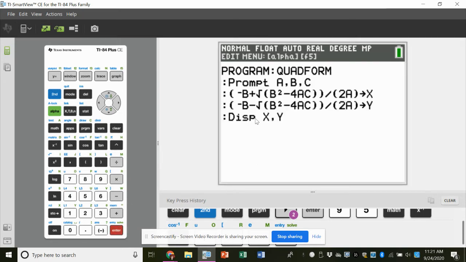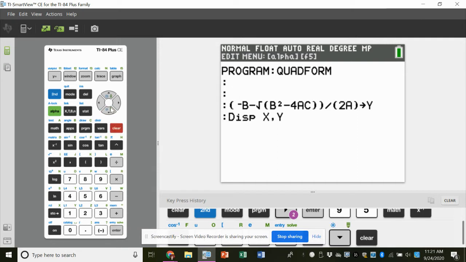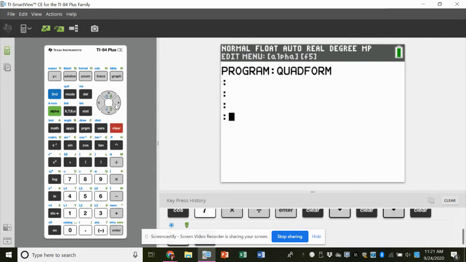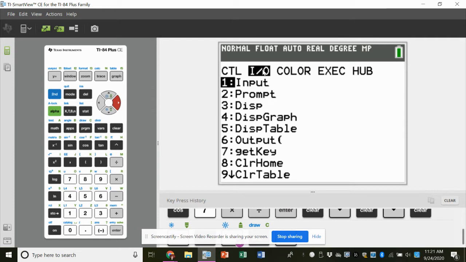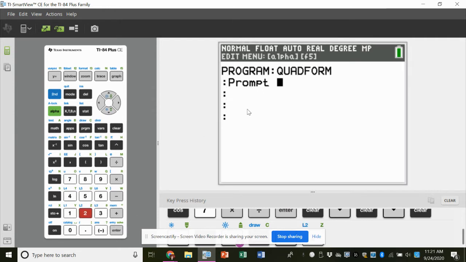So I've already entered it in here. I'm going to just go ahead and clear it all out so that you can see how we'll do it. So the first thing that we have to do is we need to have the calculator ask us for certain prompts. So if we click the program button and arrow over to IO for input output, we're going to click option 2 because we want the calculator to prompt us.